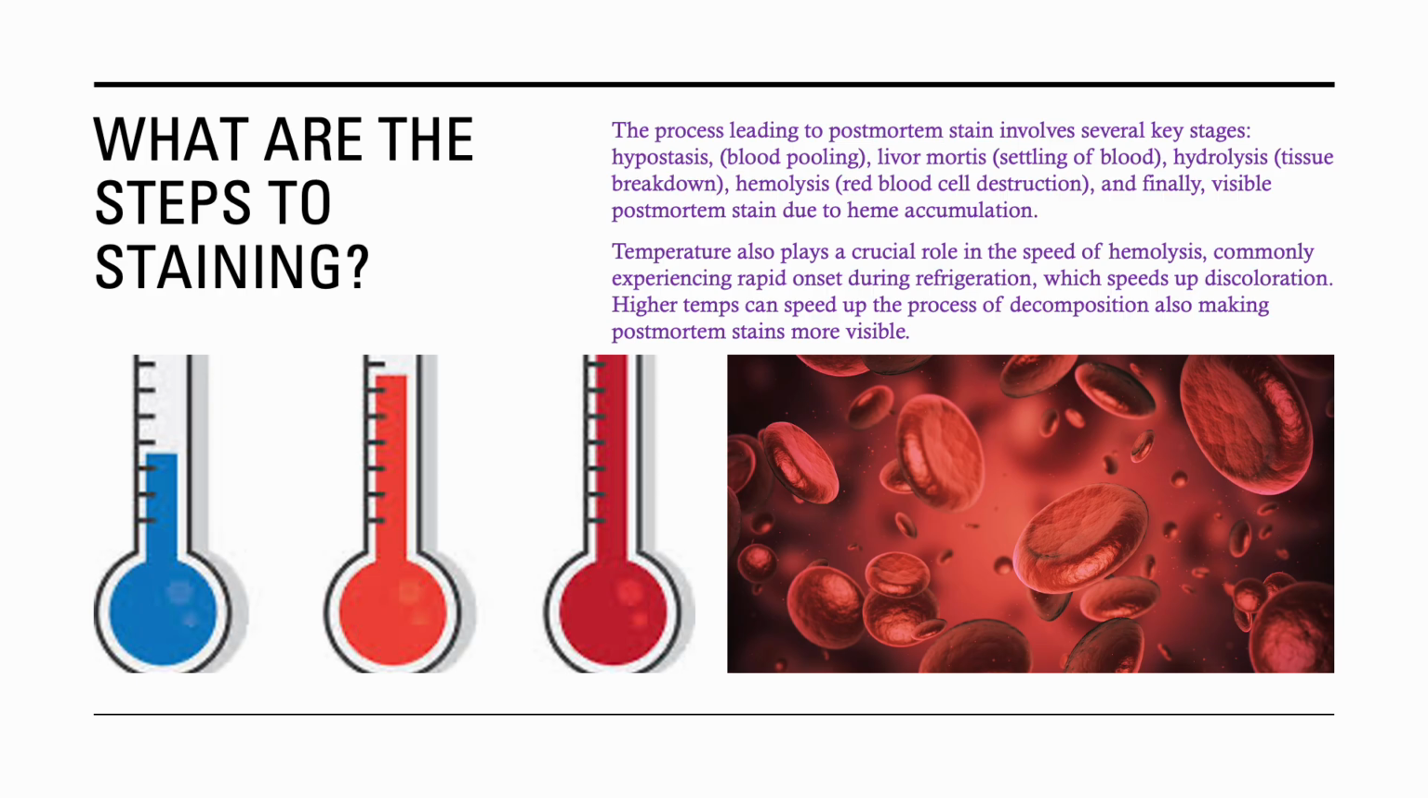Several stages begin to happen in the body immediately after death that include hypostasis, which is blood pooling, livor mortis, as we said above, gravitas, which is the settling of blood. And let me state here that livor mortis is often confused with postmortem staining. As we go further into the presentation, I will tell you the steps that the embalmer can take to be able to differentiate between the two. Other factors are the breakdown of tissues, which is hydrolysis, the destruction of red blood cells, which is hemolysis, and postmortem caloricity, which is the accumulation of heme due to the change in body temperature.